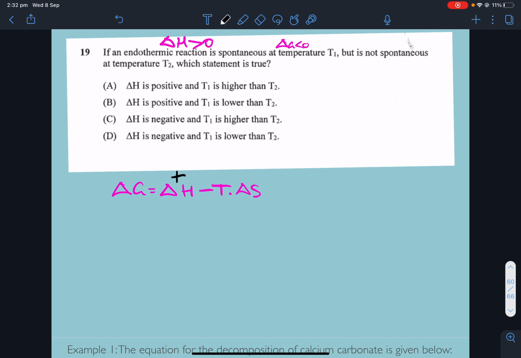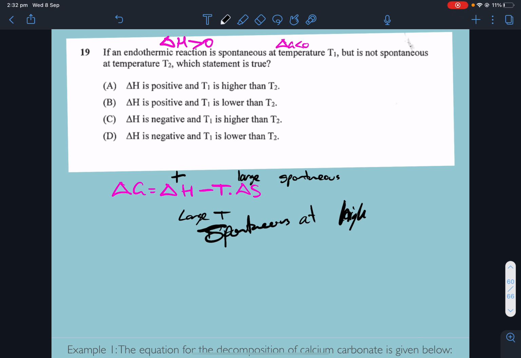minus the entropy value here, if that is large, it's going to be spontaneous. For that to be large, we need a large T, so spontaneous at high temperatures. We refer to that, not as large temperatures. Spontaneous at high temperatures. So it's saying it's spontaneous at T1, so T1 is high, and not spontaneous at T2, so T2 must be a low temperature.